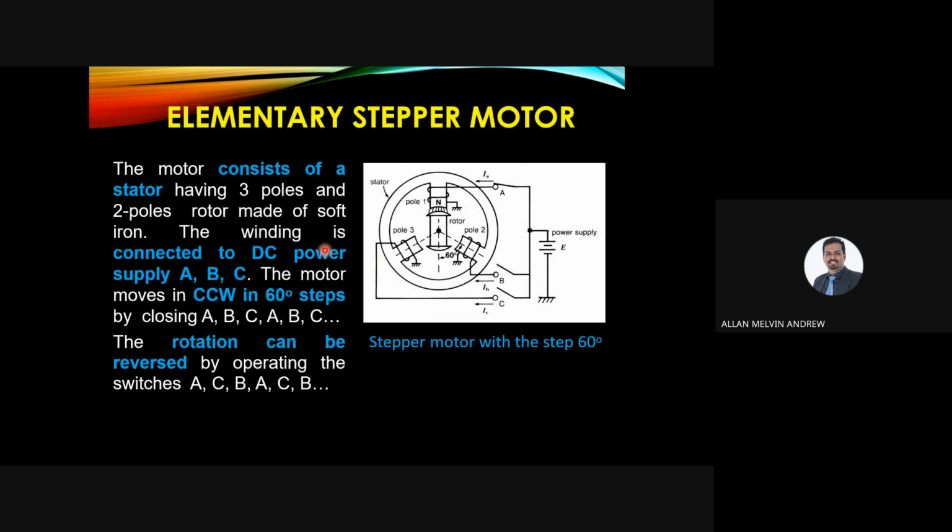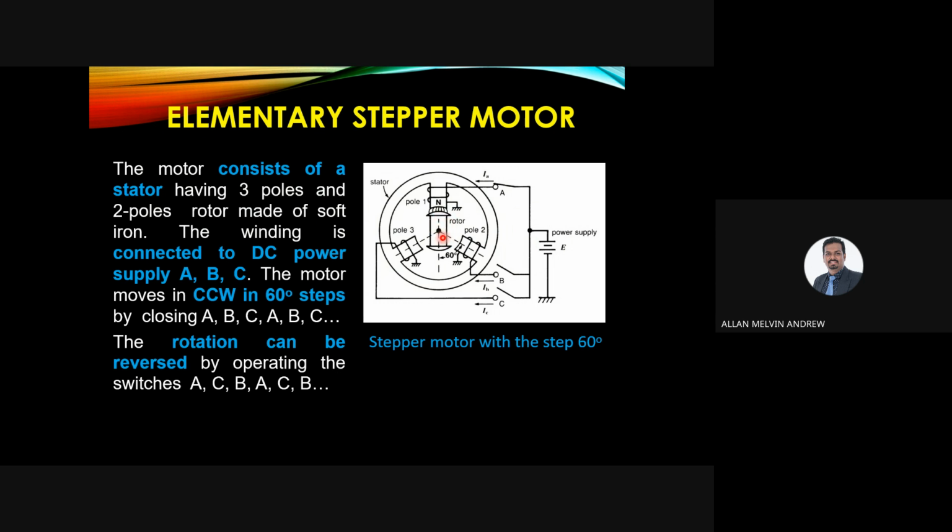As we can see here, the elementary stepper motor is our first subtopic for today. The motor consists of a stator. The stator is like the permanent skin of the stepper motor, on the top most of the stepper motor. You usually will have three poles, so we can see pole 1, pole 2 and pole 3, and two pole rotors. So there will be two pole rotors inside.